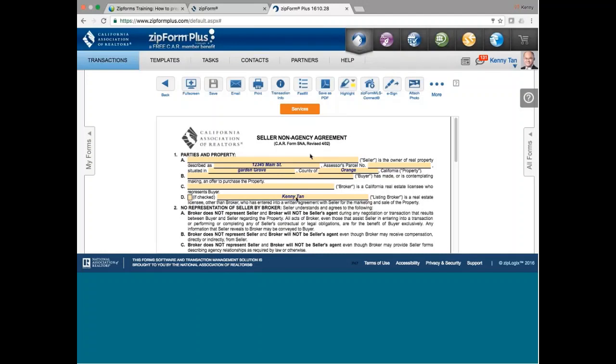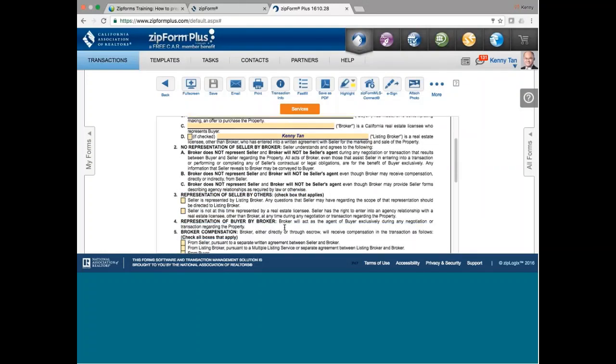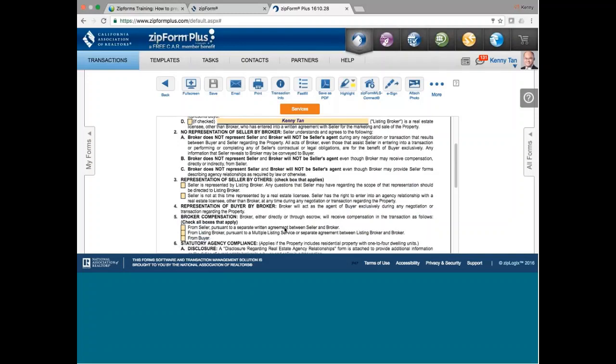Same idea, actually. If you make the seller sign this form, make him acknowledge that you don't represent the seller, even though you may prepare forms for the seller to sign, but you're doing so for the convenience of your buyer and for the benefit of the buyer and not for the benefit of the seller.